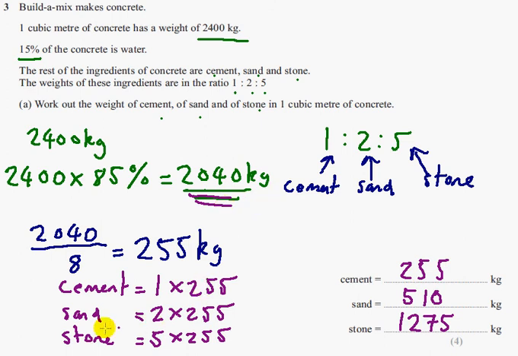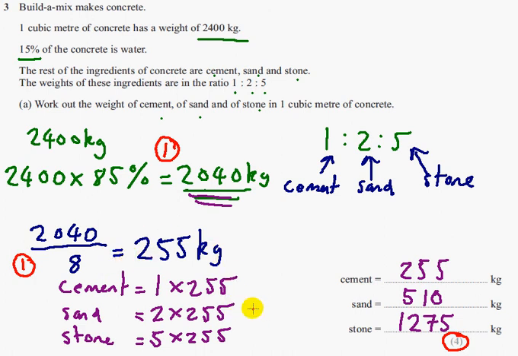Now this is a 4-mark question. Okay, a 4-mark question. Let's have a look at the mark scheme to see how you get those 4 marks. So you get the first method mark for finding either 15% or 85% of 2,400. The second method mark comes from finding 1 part. So 2,040 divided by 8 will give you 1 part.